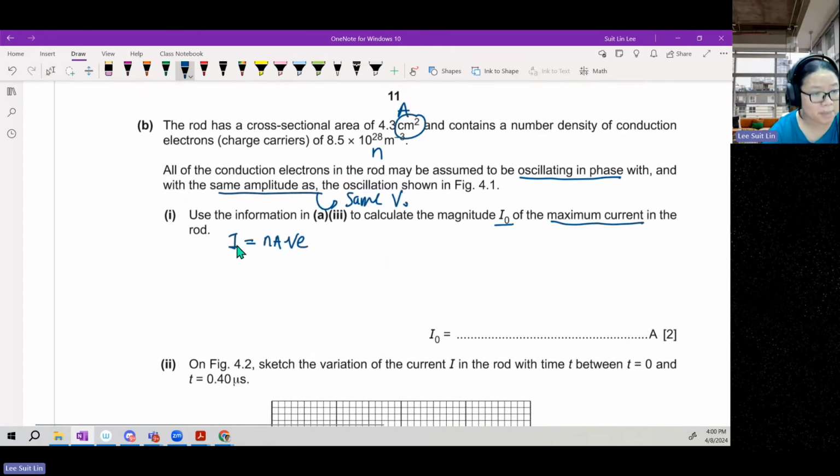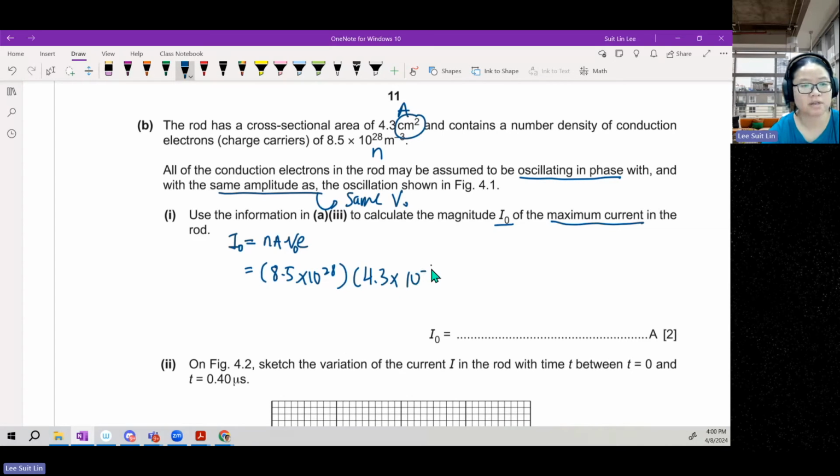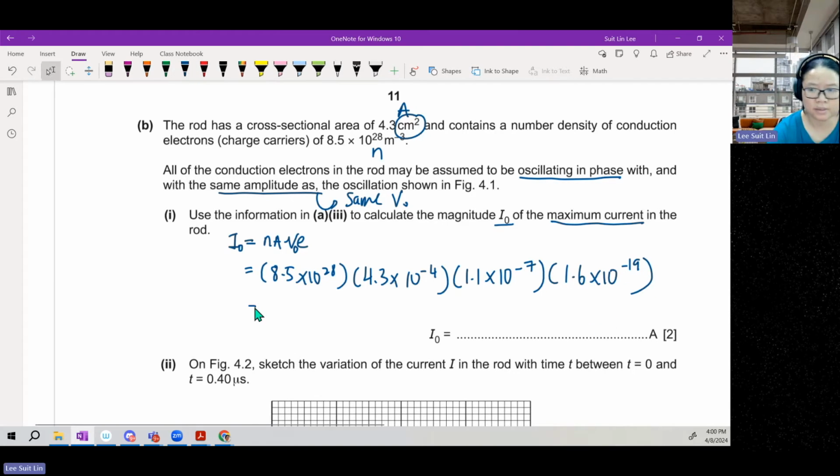All right, so if I want maximum current, the only thing that can be maximum is the speed. Everything else is constant. So put everything in: 8.5 times 10 to the power 28, 4.3 cm squared, 10 to the power negative 4, V naught was 1.1 times 10 to the power of negative 7, a very slow electron, 1.6 times 10 to the power of negative 19. Pressing the calculator should give me 0.64.